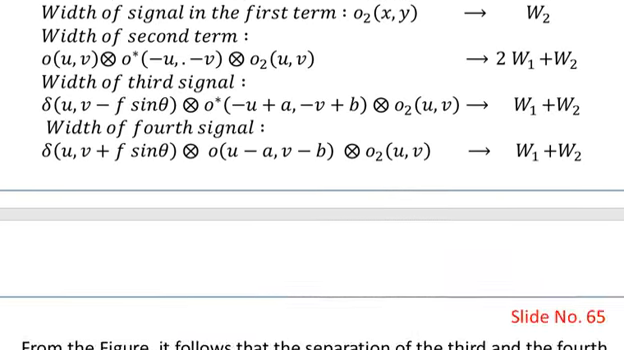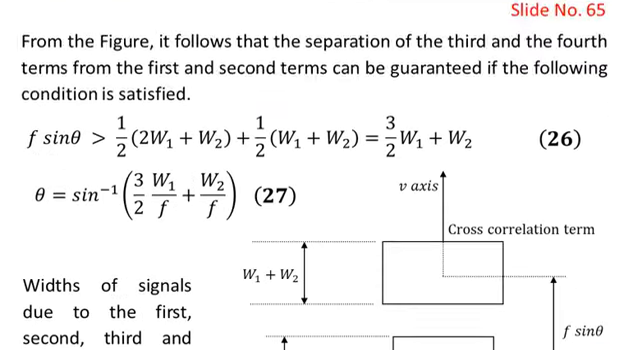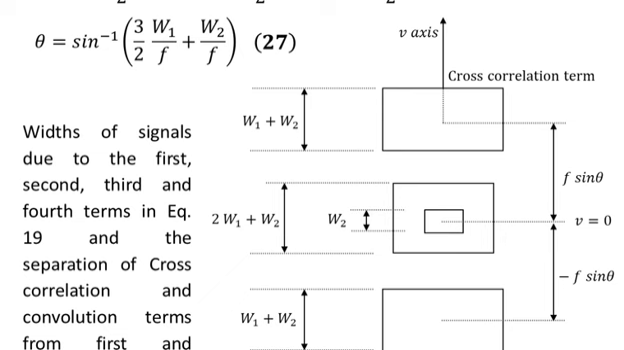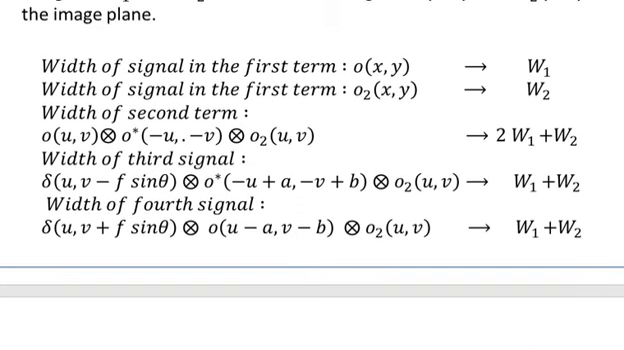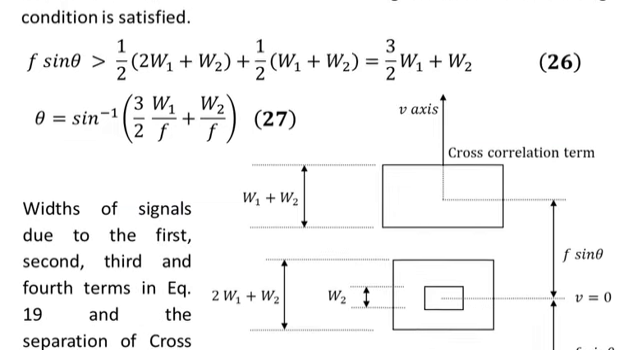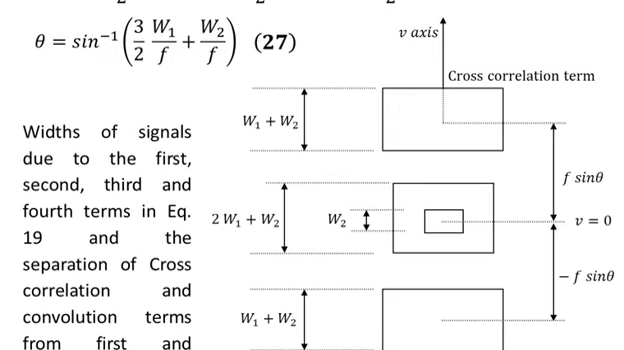One term was O2, which has a width W2, shown here. The second term has a width 2W1 plus W2. Both terms are along the optical axis. They will not travel away, but they will overlap. So W2 from the first term and 2W1 plus W2 from the second term overlap together, and the overall width of the central area is 2W1 plus W2.